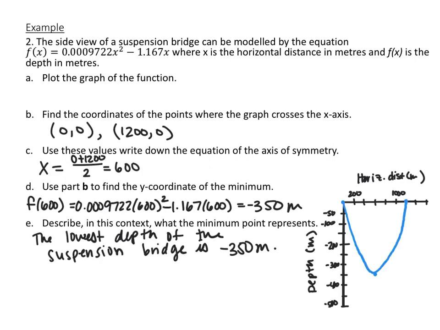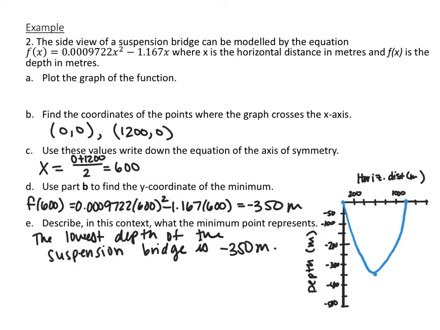So I graphed this on my graphing calculator and then copied the sketch over here using my zeros and my minimum value. The coordinates of the x-intercepts are (0, 0) and (1200, 0). Using those values to find the axis of symmetry, I found the average between the two x-intercepts: (0 + 1200) over 2 is 600. So our axis of symmetry is x = 600.